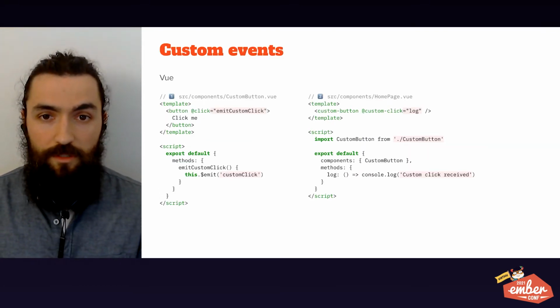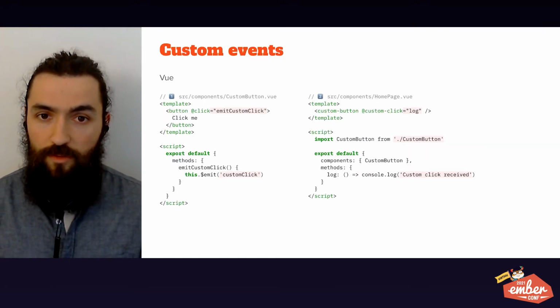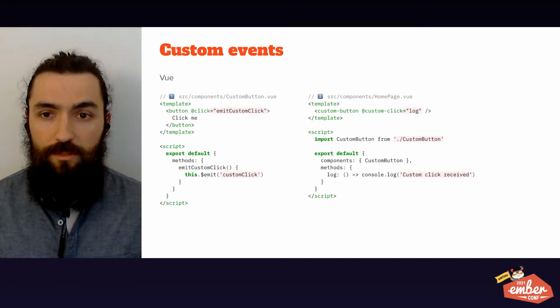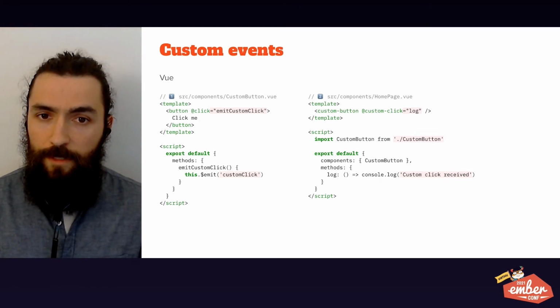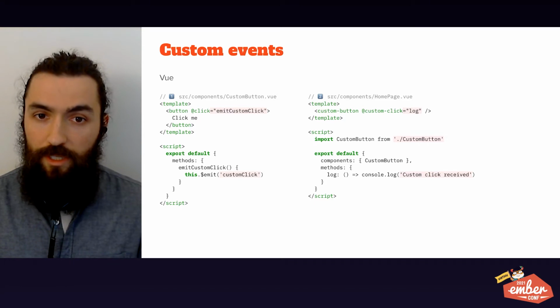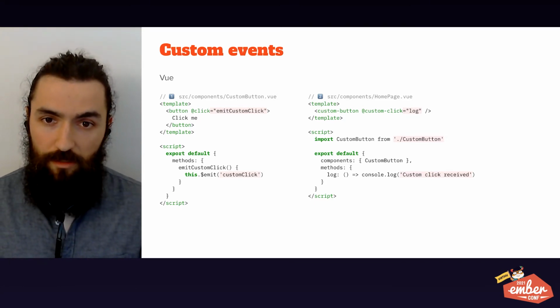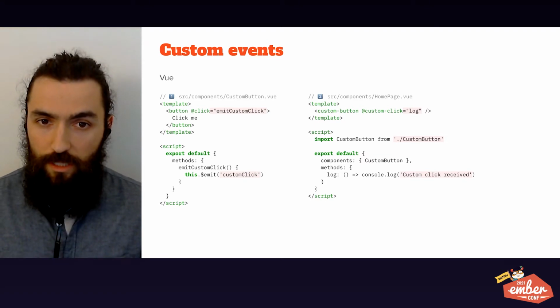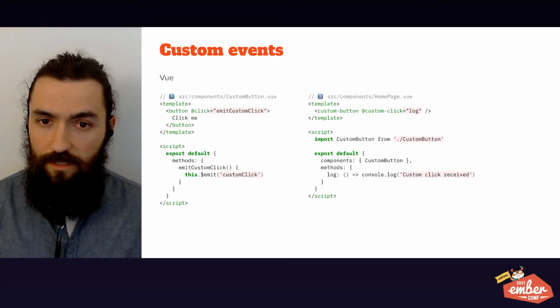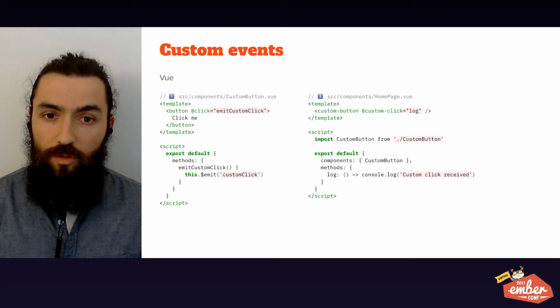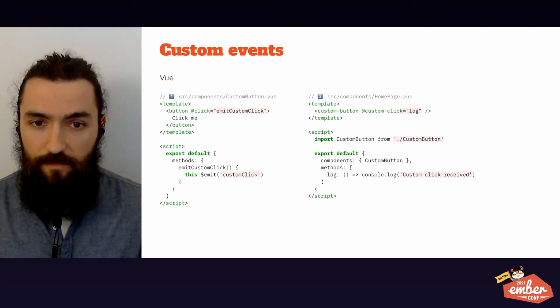Custom events deserve a mention as well, since this is how Vue components usually communicate with their parents. On file 1, you can see a custom button where, when it is clicked, an event of our own choosing, called custom-click, is being emitted. You can see on file 2 how to intercept it to trigger a method on the component listening to this custom event.